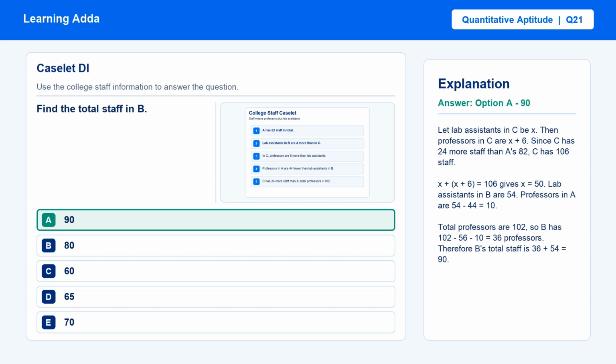Lab assistants in B are 54. Professors in A are 54 minus 44, which is equal to 10. Total professors are 102, so B has 102 minus 56 minus 10, which is equal to 36 professors. Therefore, B's total staff is 36 plus 54, which equals 90.